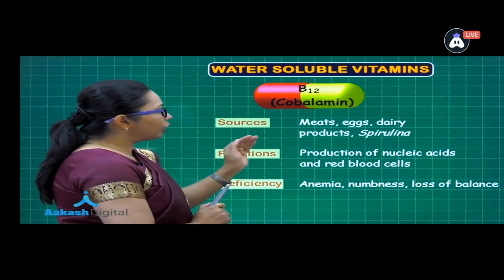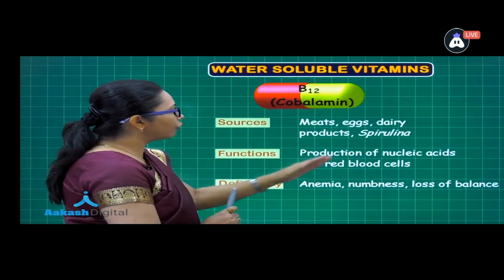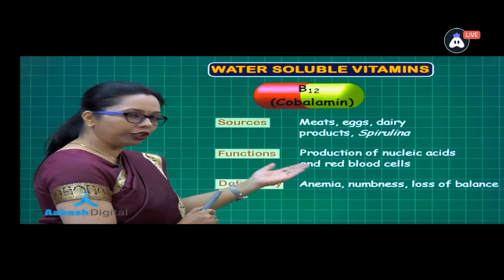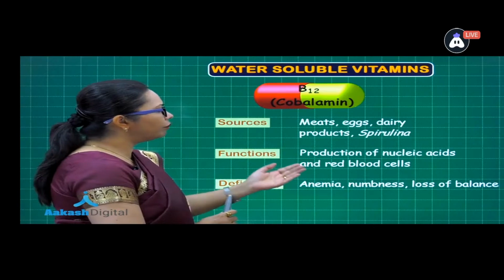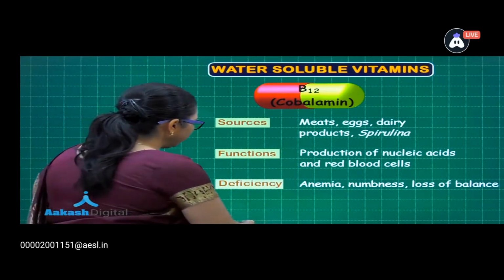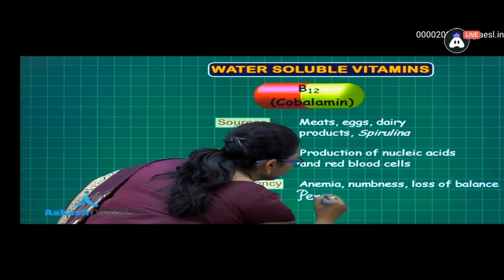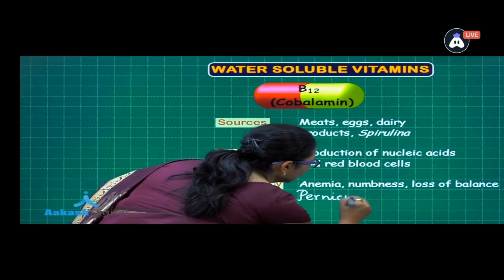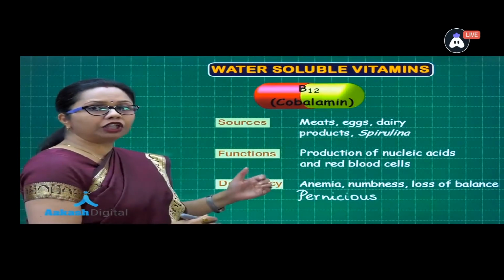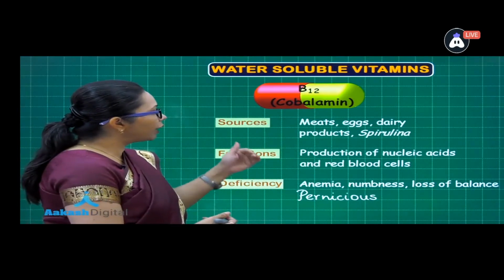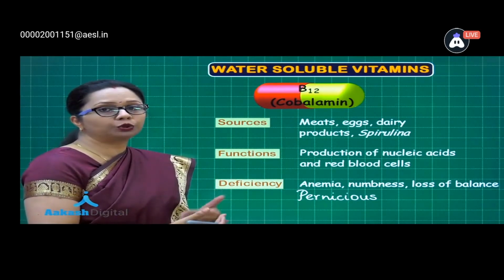And this is a very, very important vitamin, so it is required for the production of nucleic acid and of course during the process of red blood cell formation. Its deficiency leads to anemia, numbness, loss of balance, and here this anemia is called pernicious anemia. And sometimes it may not be just B12 deficiency in the diet, but it might be that the stomach lining is not producing Castle's intrinsic factor.